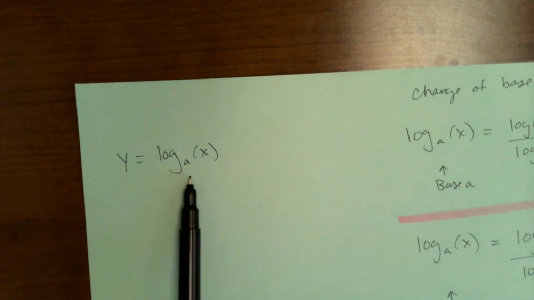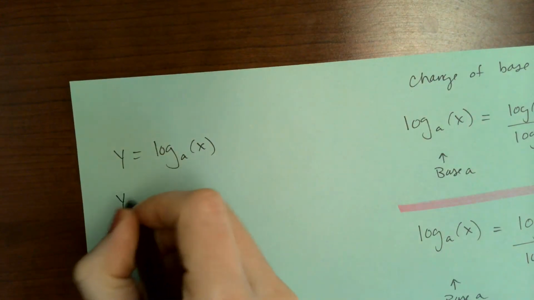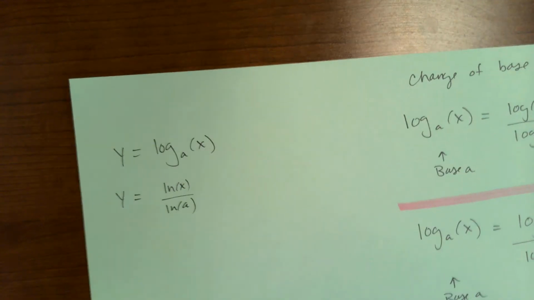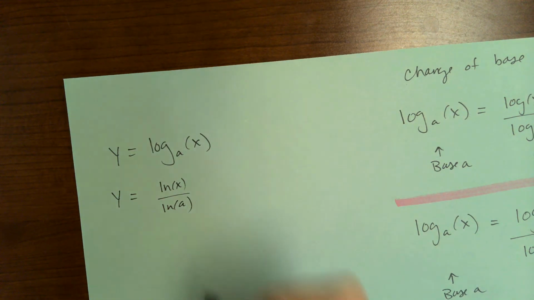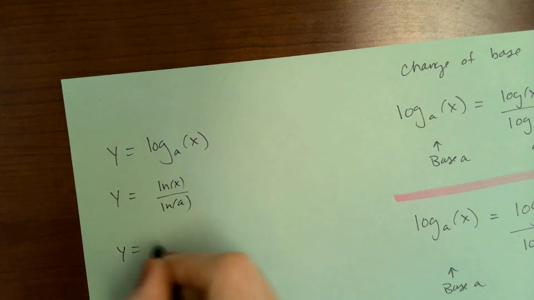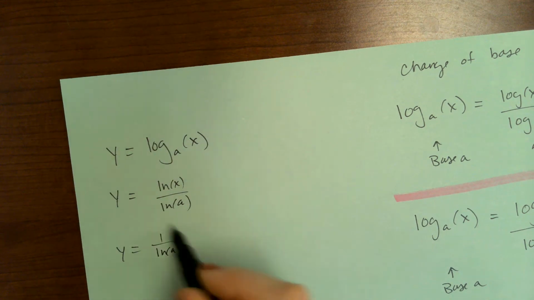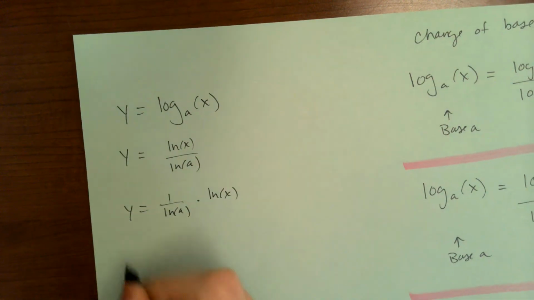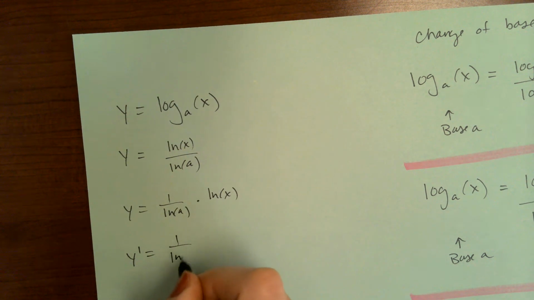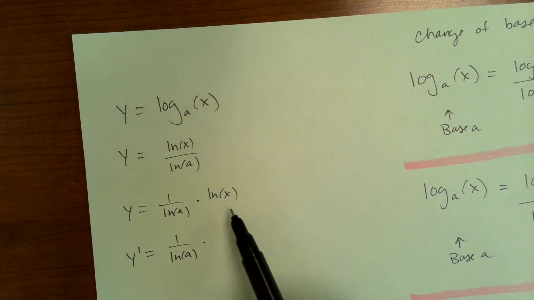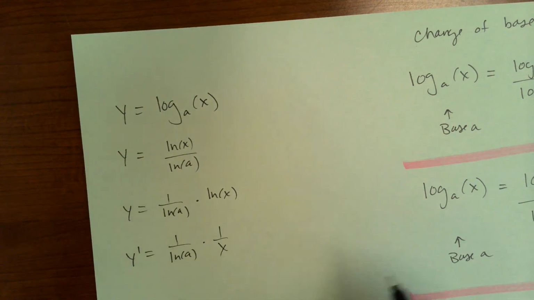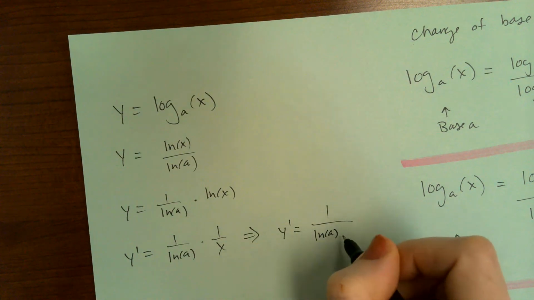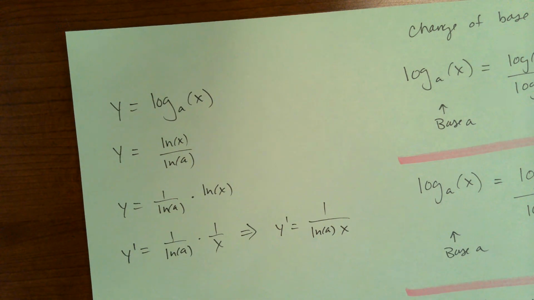So I want to take the derivative of this. First, let me recognize that this is the same as natural log of x over natural log of A. Now, A is just a number, okay? So I could rewrite this as 1 over natural log of A, which is just a coefficient, times natural log of x. When I'm taking the derivative, remember, coefficients just come down, times the derivative of the natural log of x, which is 1 over x. So we get that y prime is 1 over natural log of A times x. And that's the formula.